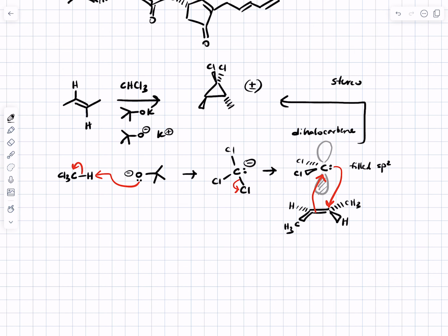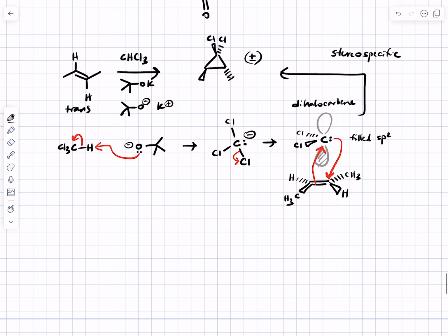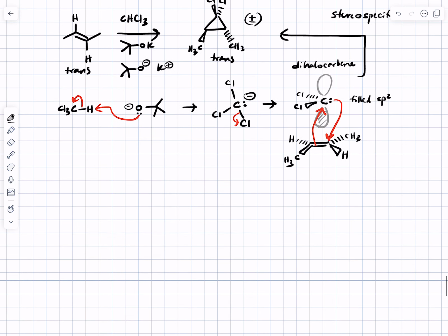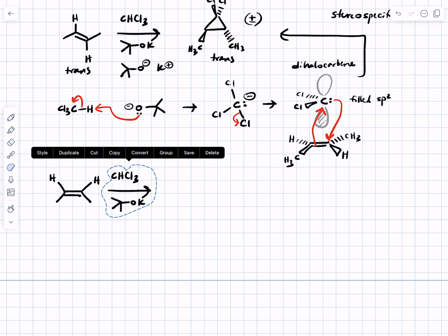Notice that the reaction is stereospecific. I start out with the trans olefin, and in the cyclopropane product, the methyls are still trans to each other. So naturally, you would expect if you used the cis olefin that you would similarly get a cyclopropane product in which the two methyl groups were cis to each other. And this is indeed the case.